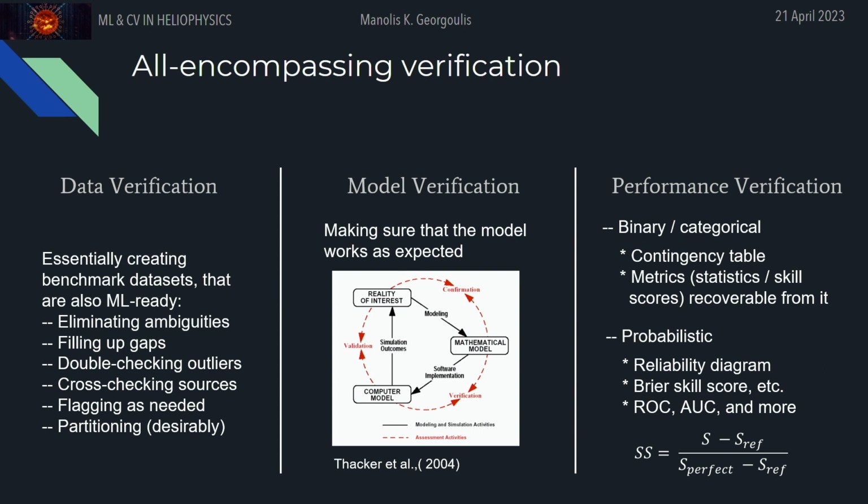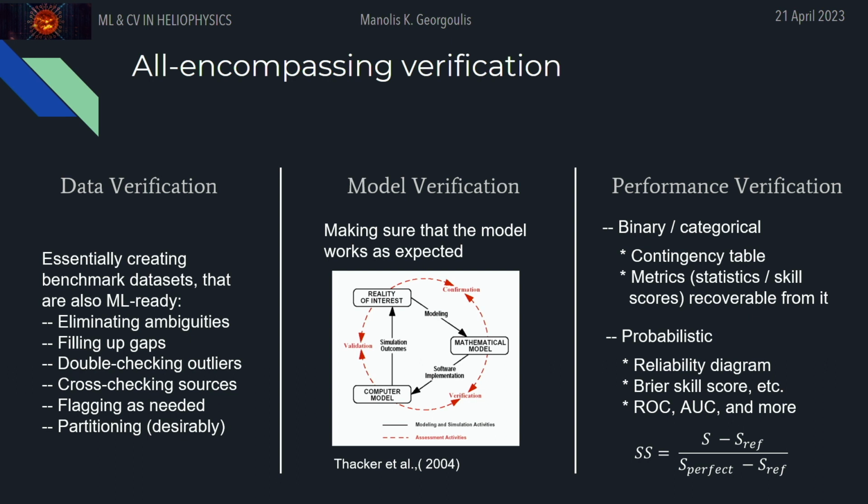I'm not going to refer to it very much, but I'm going to say that this depends on whether you have a binary or a categorical forecasting, yes/no in terms of two samples or several categories, whether you have a probabilistic forecasting, and then you have different skill scores and metrics. We can talk about them.